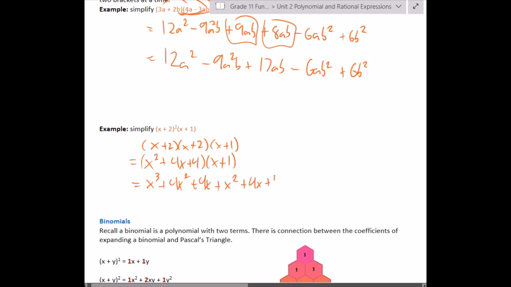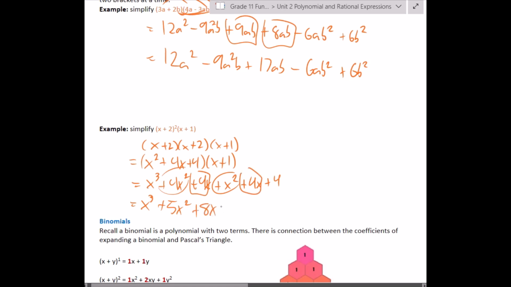And then combining like terms here, x cubed is alone. There's nothing else to go along with. We have 4x squared here and plus x squared here. That's plus 5x squared. We have plus 4x plus 4x. That's plus 8x. And then finally we have plus 4 on the end.